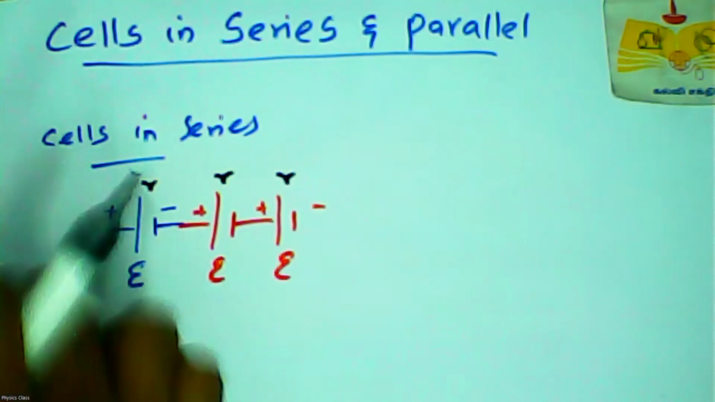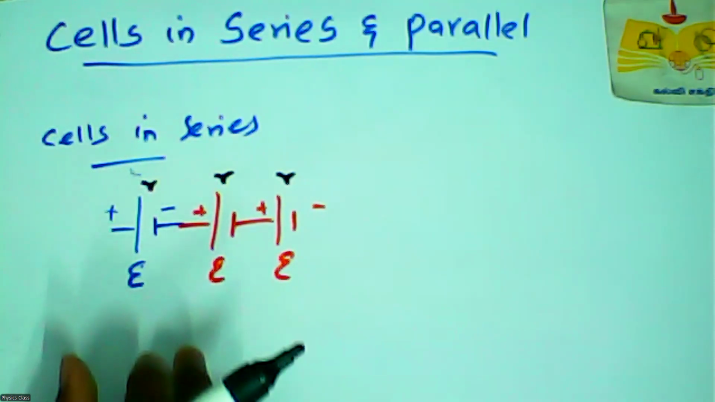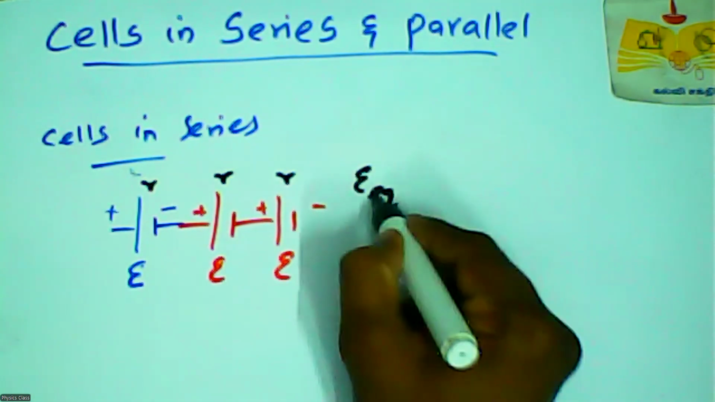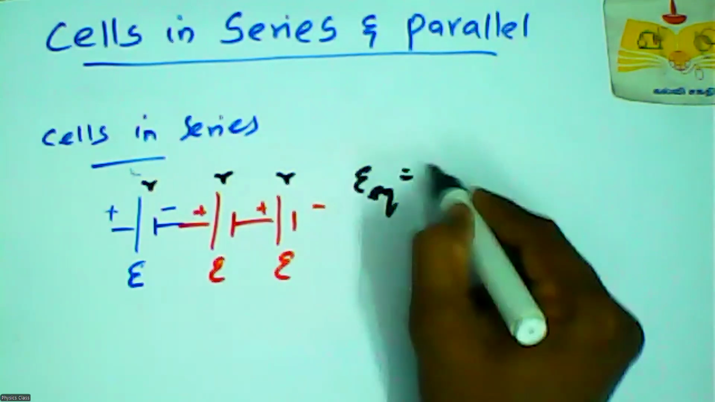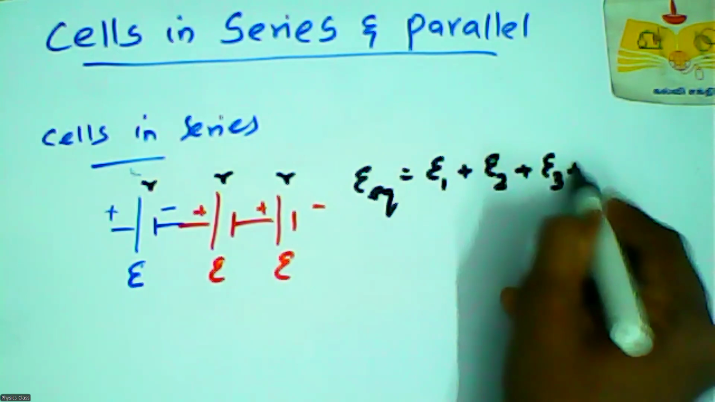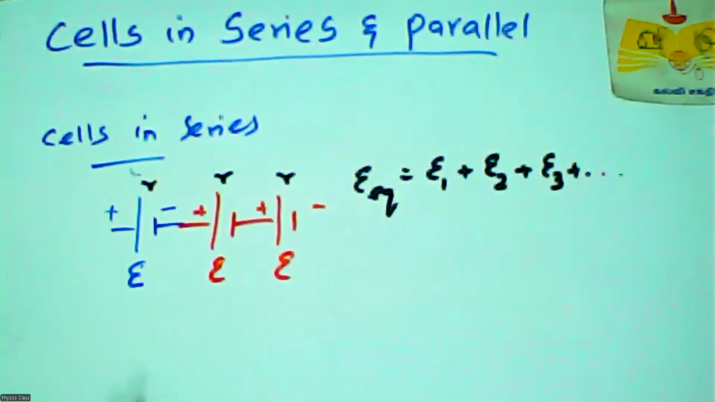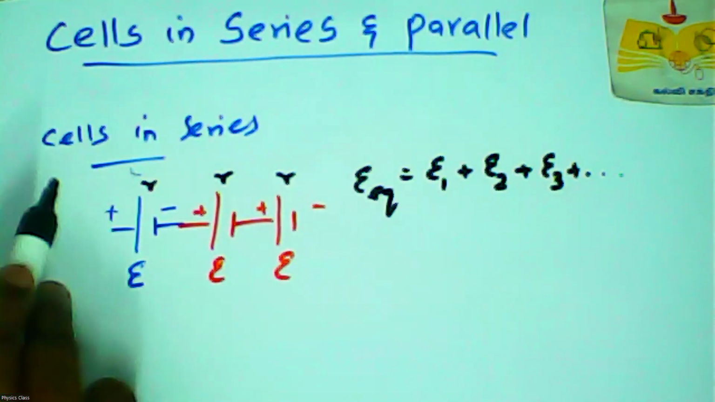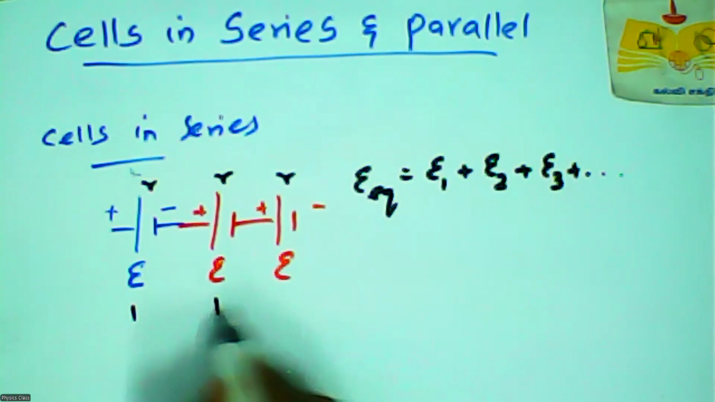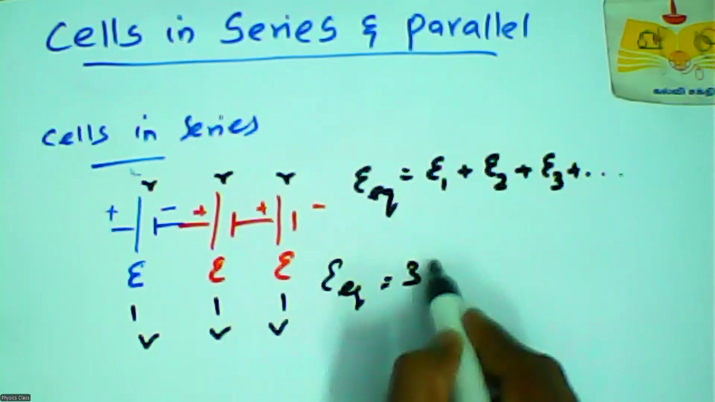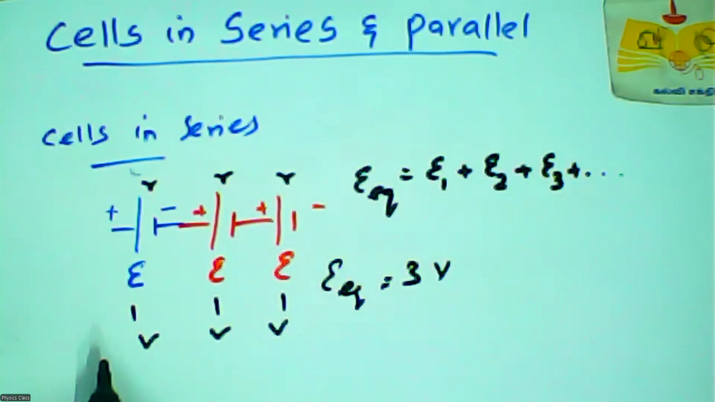Suppose cells are in series. The equivalent EMF, meaning the total EMF, we have to add the individual EMFs. For example, this is 1 volt, this is 1 volt, this is 1 volt. Then E equivalent is 3 volt. Very easy. Yes, correct.